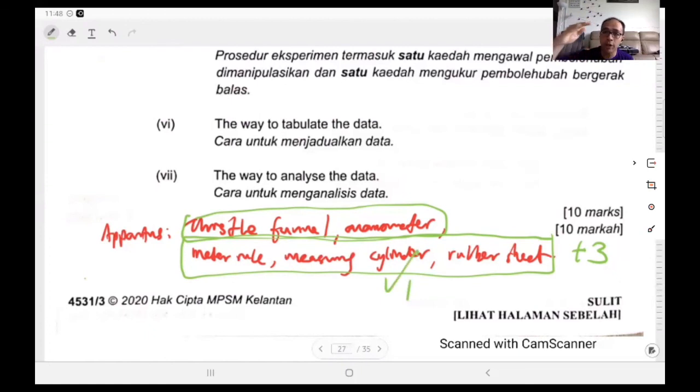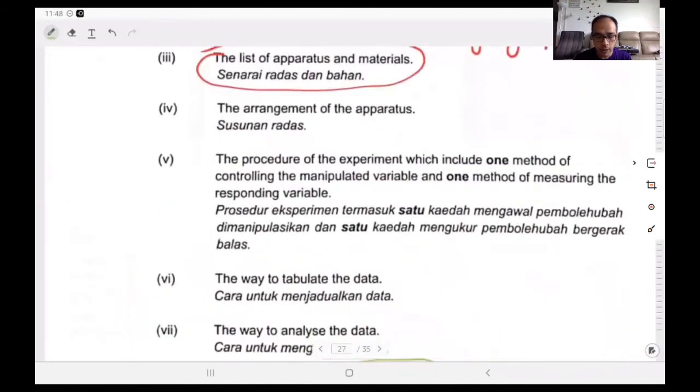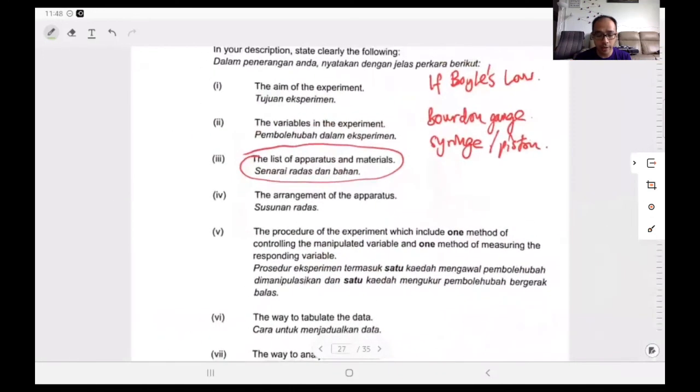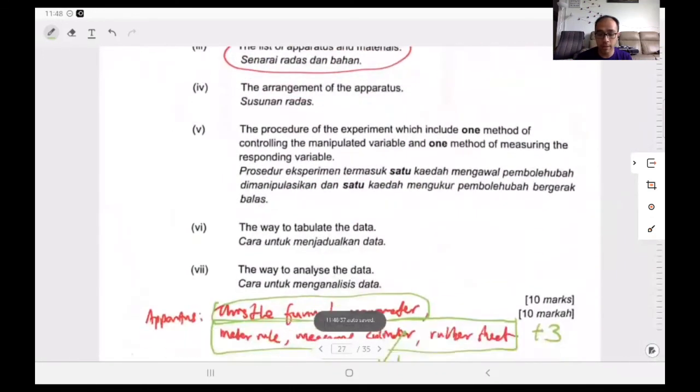Okay, you have to put in the senarai radas yang ada dalam soalan. Just tambah tiga saja, at least three. If you can put in the full list, even better. But if you can't, at least three, kamu akan dapat 1 markah. So that's good news for a lot of us, especially those yang selalu lupa the apparatus. So take note of that. That's the slight change that we have for the marking lah.